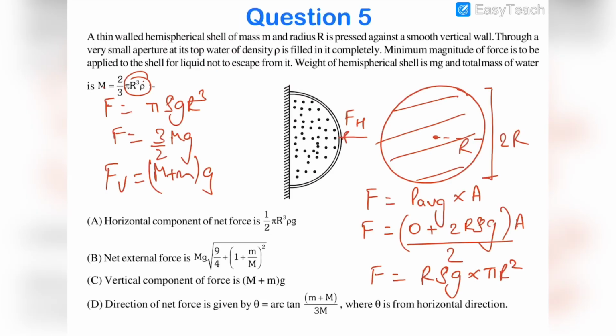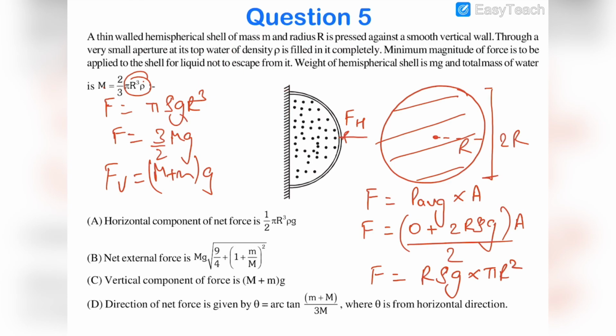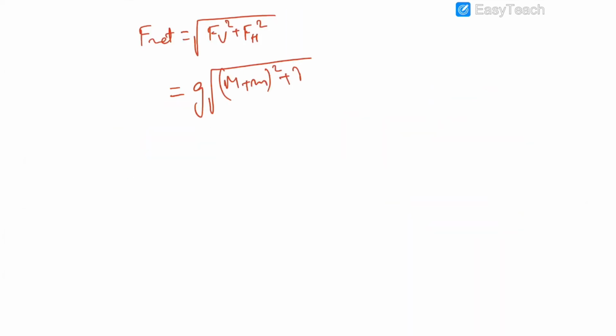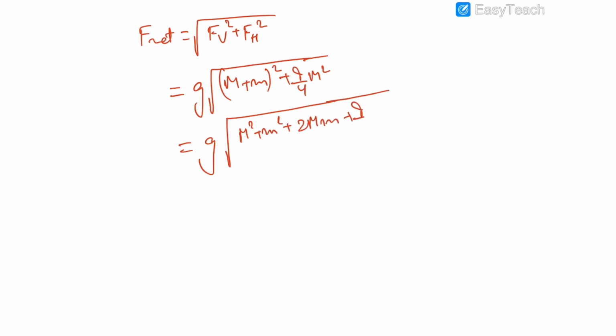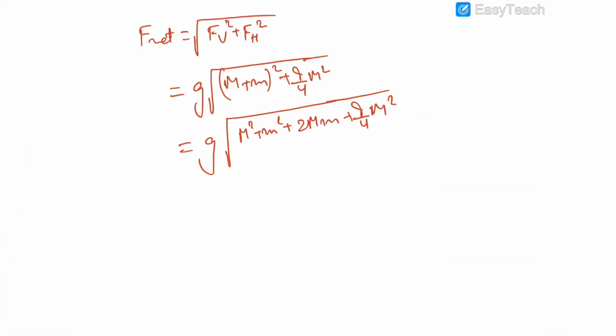F vertical is equal to (M plus m)g, so taking g common, under root of (M plus m) whole square plus this 9 by 4 m square. So it is g under root of M square plus m square plus 2Mm plus 9 by 4 m square. Okay, so you can see that we can write it down as, okay, we can use this one because the answer is given in terms of this one.